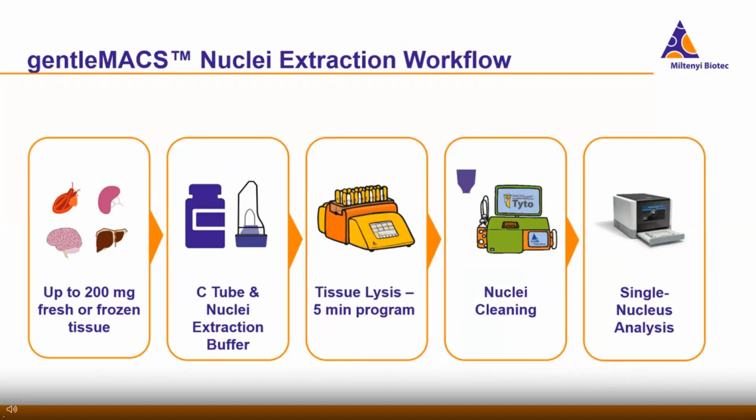Here are the steps of our nuclei isolation workflow. You can start with up to 200 milligrams of tissue and then drop either fresh or frozen tissue into a C-tube with chilled nuclei extraction buffer. The C-tube is then closed and placed onto the gentleMACS instrument, where tissue lysis and homogenization is completed in only 5 minutes. Moreover, up to 8 samples can be processed in parallel. Then the nuclei suspension is washed and filtered and optionally further cleaned by sorting on the MACSQuant Tyto cell sorter prior to single nucleus sequencing.